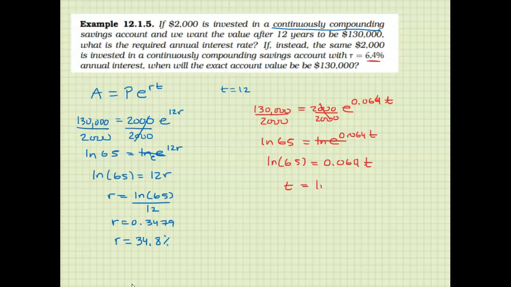So t is log of 65 divided by 0.064. Okay, let's do that. Log 65 divided by 0.064. And we have t equals 65.2 years. Alright, so it takes 65 years at that interest rate to go from $2,000 to $130,000.